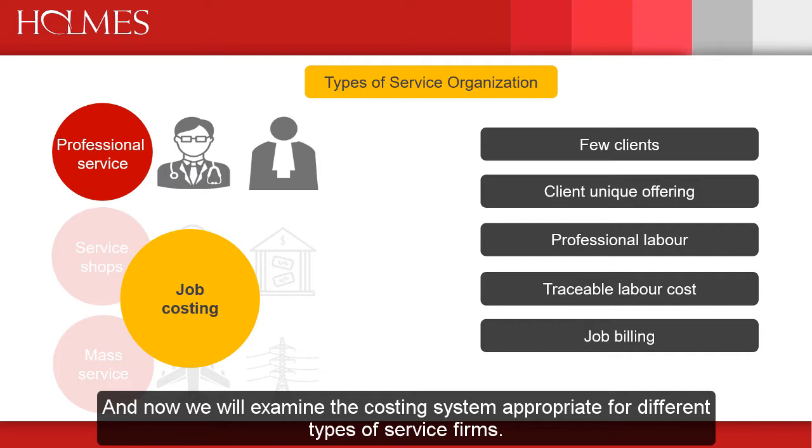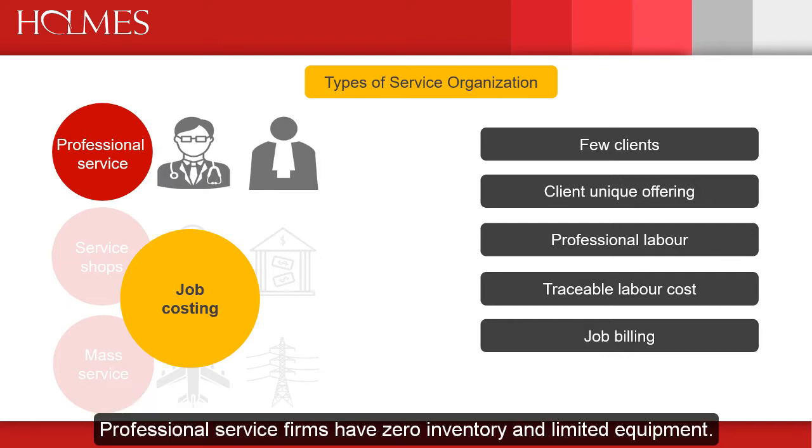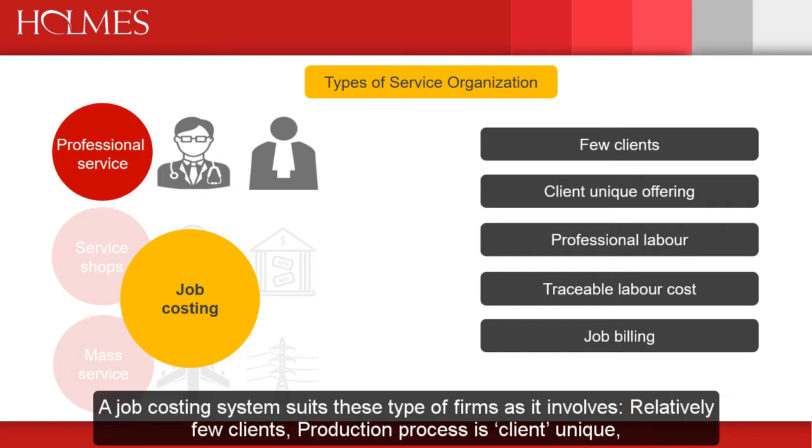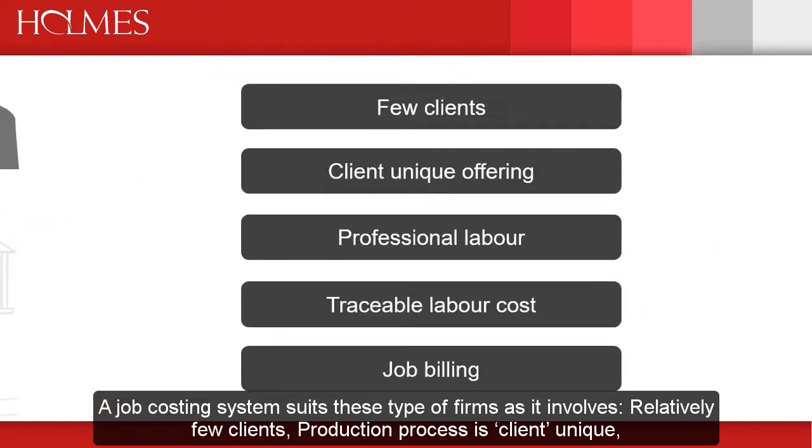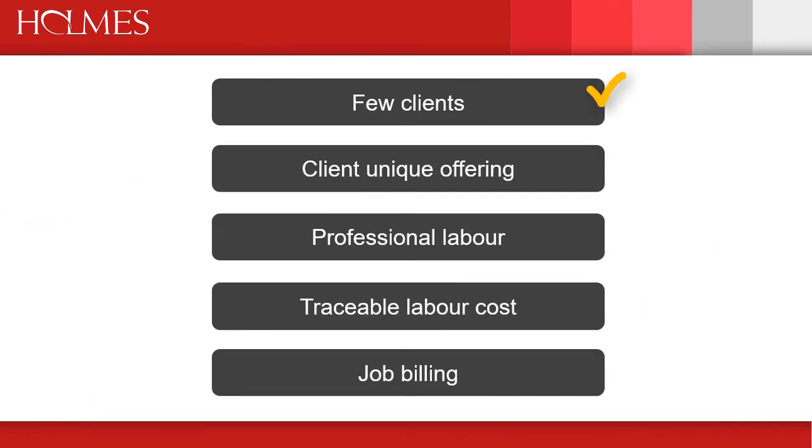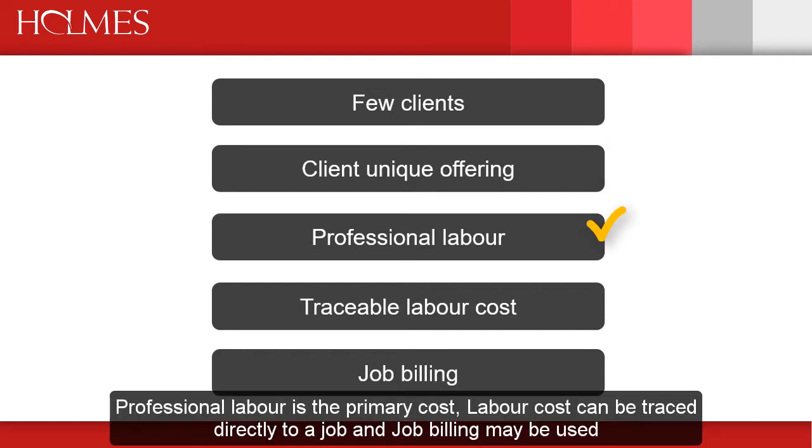Now we'll examine the costing system appropriate for different types of service firms. Professional service firms have zero inventory and limited equipment. A job costing system suits these types of firms as it involves relatively few clients, production process is client unique, professional labour is the primary cost, and labour cost can be traced directly to a job, and job billing may be used.